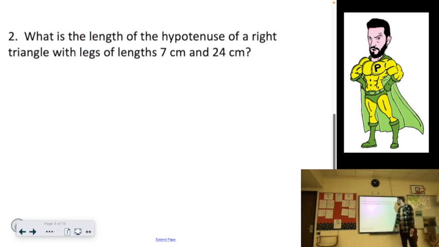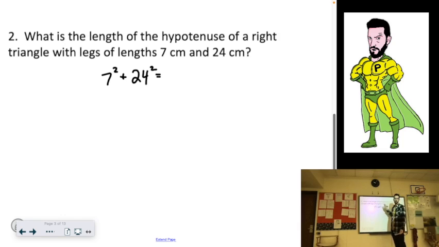What is the length of the hypotenuse of a right triangle with the legs of lengths 7 and 24? If it helps, draw it out. But we already know we're looking for the hypotenuse, which is always by itself. So we're going to have the legs squared, 7 and 24. So 7 squared plus 24 squared is going to equal our hypotenuse squared.